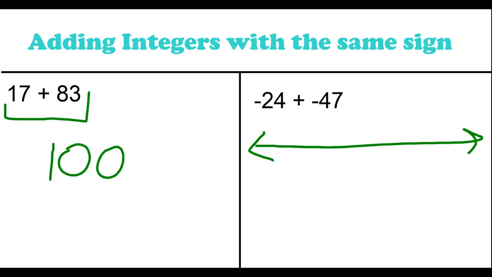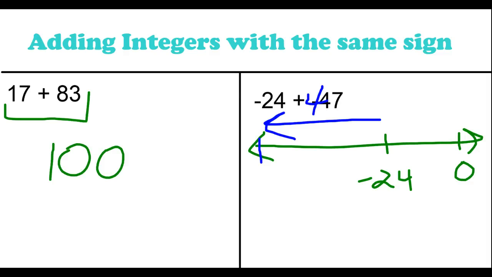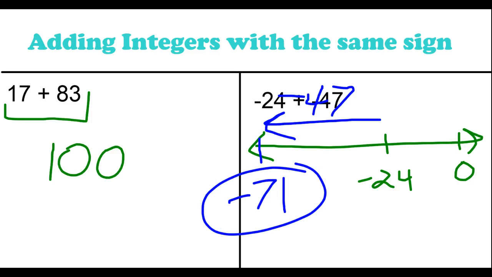On the right side, for problem number 2, negative 24 plus negative 47, well, here's 0. Here's negative 24. And to move 47, negative 47 on the number line, we're going to keep getting farther and farther and farther away from 0 on the negative side. How far away from 0? Well, we've already gone 24. We go another 47, which gives us 71, because 24 plus 47 is 71, and we stay on the negative side. So we have negative 71. When in doubt with adding integers, you can always put it on the number line and draw out that motion.